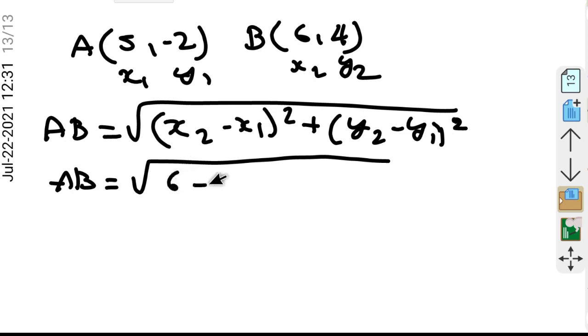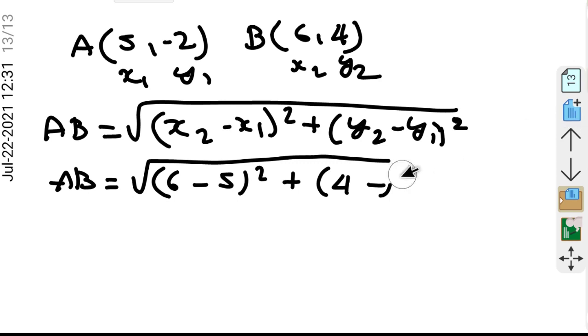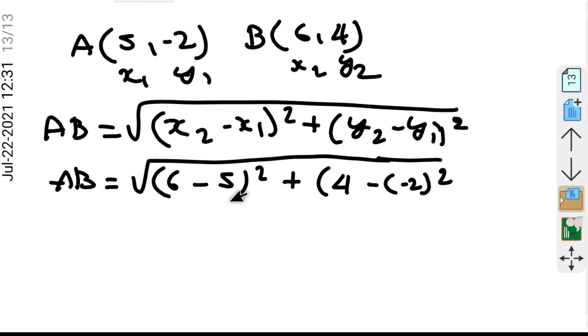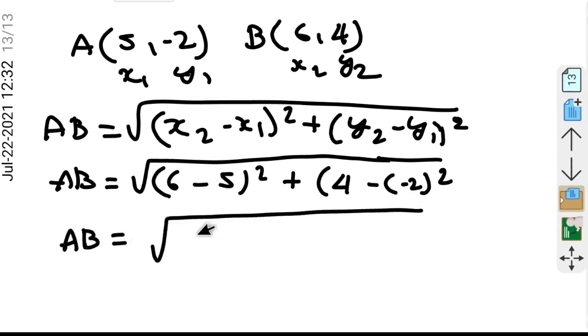x2 is 6 minus x1 is 5 whole square plus y2, which is 4, minus y1, which is minus 2, so minus 2 whole square. If you got two symbols at a time, write that down in a bracket, multiply the symbols, and afterwards simplify it. So AB equals under root of 6 minus 5, which is 1 square, plus 4, keep the 4 there only, and minus into minus is plus 2 whole square.